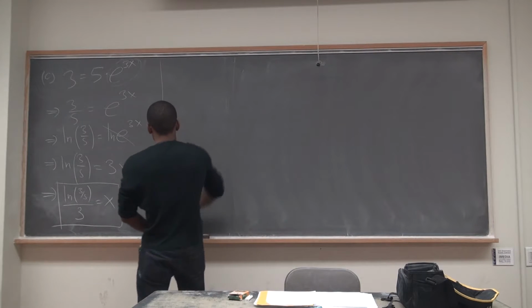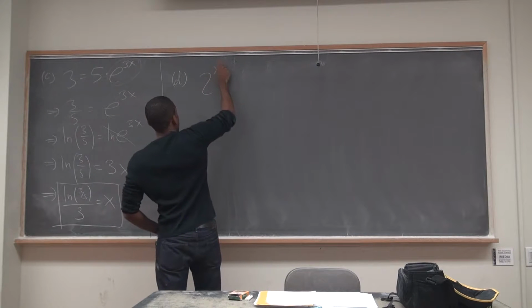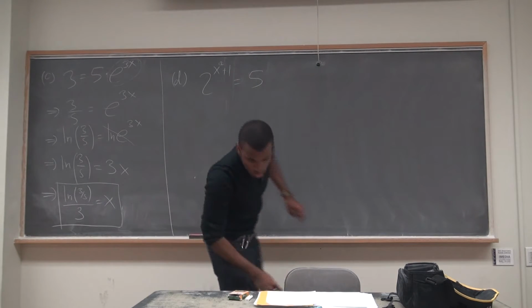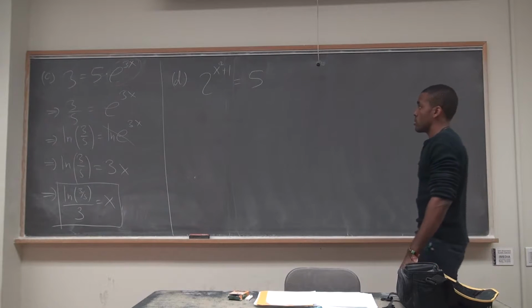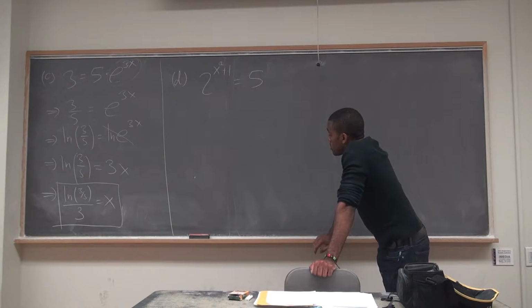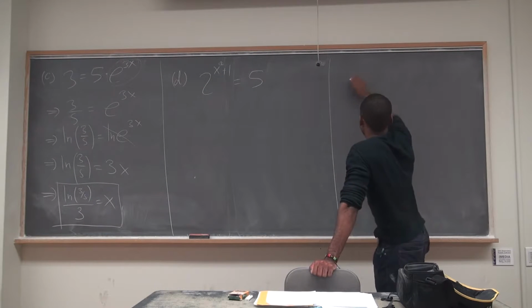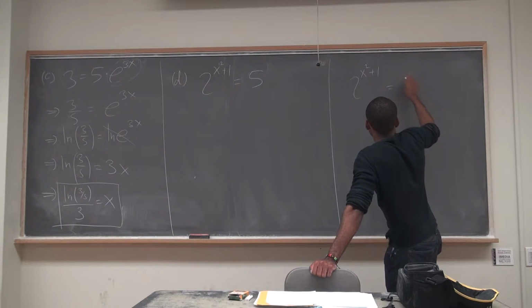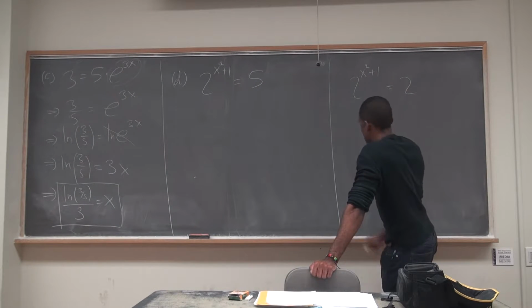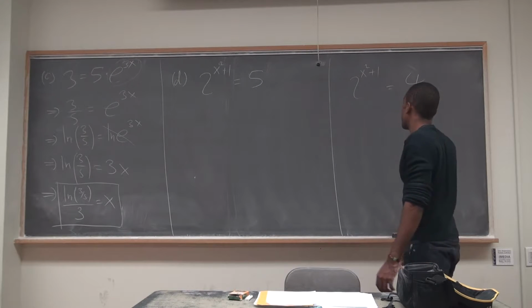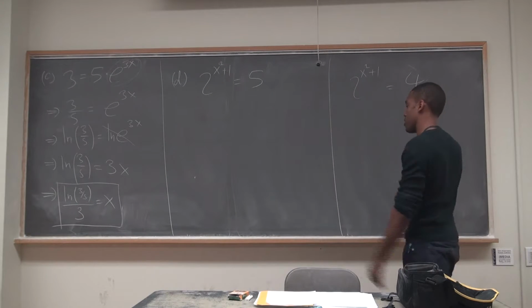So we had d, which was 2 to the x squared plus 1 equals 5. By the way, before this, let's say I had 2 to the x squared plus 1 equals 2. Let's make it a little bit more interesting: 4. Let's work on this one first so that I can make a comment about that one.